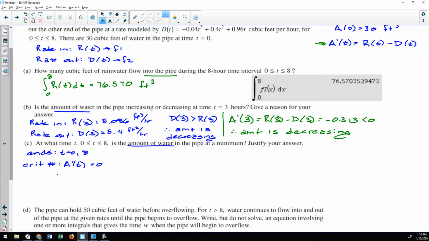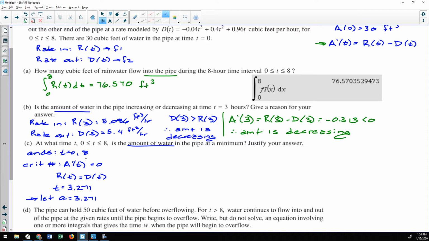A prime is r of t minus d of t. And if r of t minus d of t is equal to 0, we need r to equal d. I can solve this in the calculator graphically by finding their intersection point, and then I'll store whatever critical numbers we get. Okay, my critical number is 3.271. That is on the interval 0 to 8, and I have stored it in my calculator. Notice I made a note that A is equal to 3.271, because now I'm allowed to use the letter A instead of writing that value down.